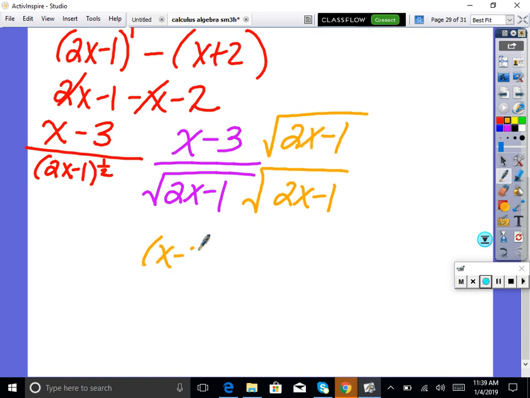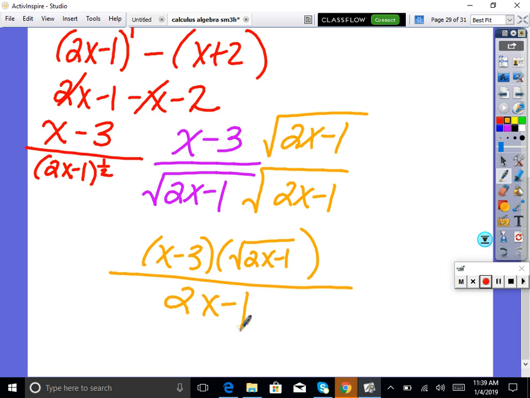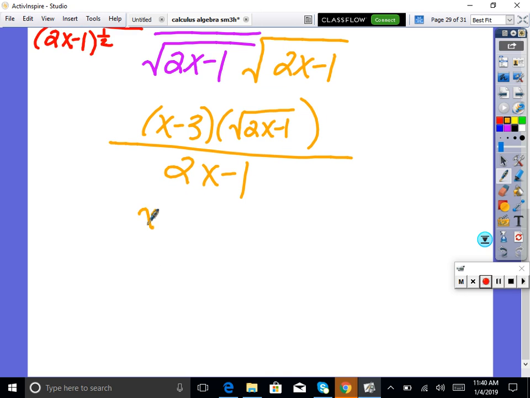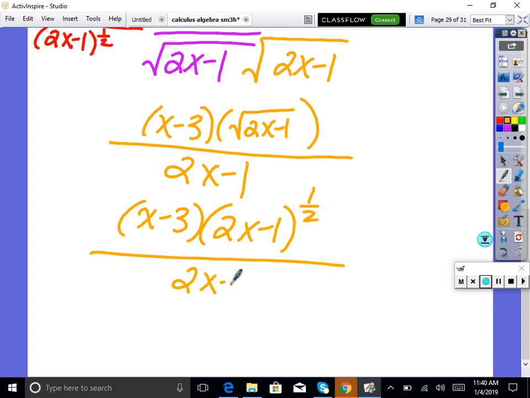So our answer would be (x minus 3) times the square root of (2x minus 1), all over 2x minus 1. Now you're going to probably see it as a fractional exponent instead of a radical, but it's the same thing. That answer is equivalent to (x minus 3) times (2x minus 1) to the 1/2, all over 2x minus 1. Isn't that the same? Okay, awesome. That was not that bad. So really, guys, they're really not that bad as long as you know your algebra.